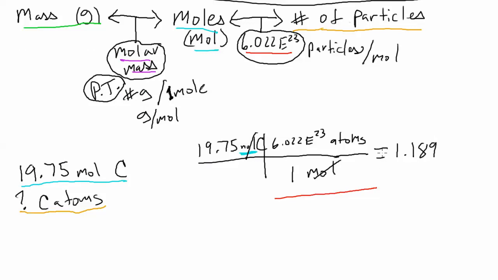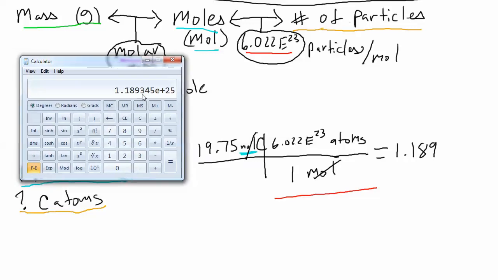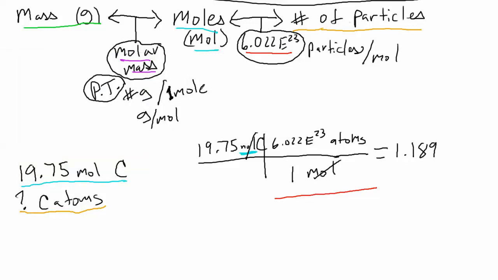1.189. Oops, there's more. There's definitely more. 1.189 e to the 25. Whew, that's a lot. So e to the 25, which is the same as 1.189 times 10 to the 25. So whichever way you're more comfortable with, you can go ahead and use. So it's 1.189 e to the 25 what? Atoms is our unit and carbon is our substance. So that's an example of how you would go from moles of something to number of particles of that thing.